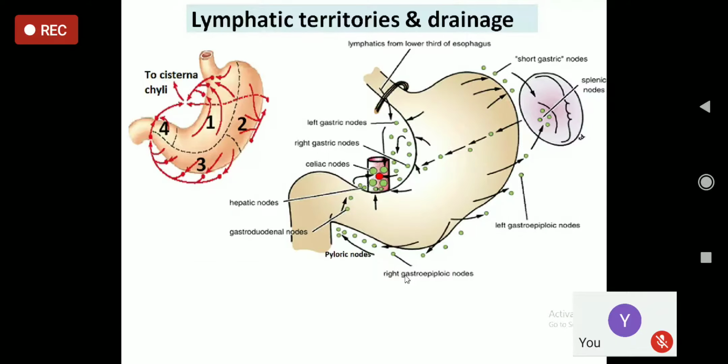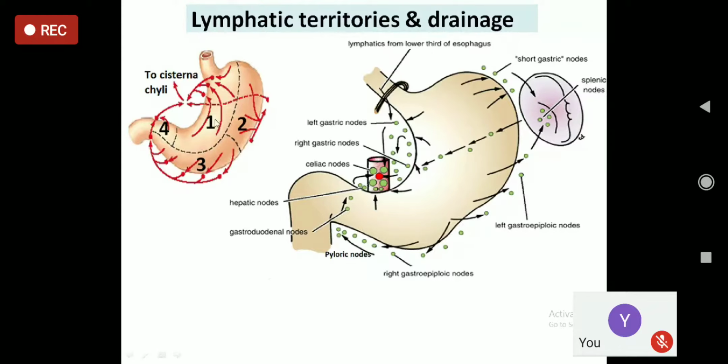Then the most important part of the stomach, that is lymphatic drainage, because gastric carcinoma is very common nowadays, and the metastasis of gastric carcinoma and its route is via the lymphatic drainage, obviously. So it is very important for you in a clinical aspect as well as a theoretical aspect. What you have to keep in mind is that the lymphatic territories fairly closely correspond with the arterial territories.